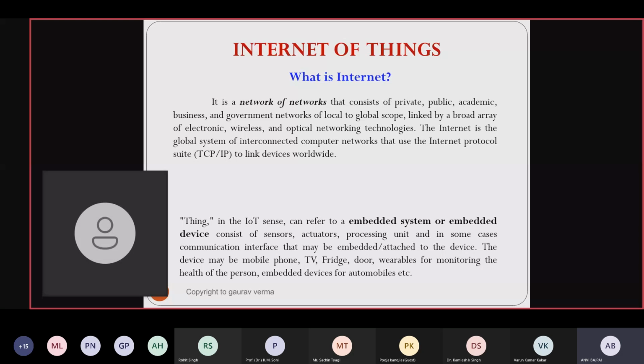But when these embedded devices equipped with sensors, actuators, and in some cases a communication interface are provided with an internet point, or given some IP address using a suitable communication interface, and are connected with the internet structure, then these devices can send data over the internet to remote places which are very far away from each other. So this is basically the main concept lying behind that.